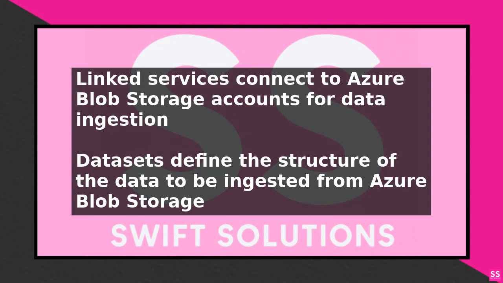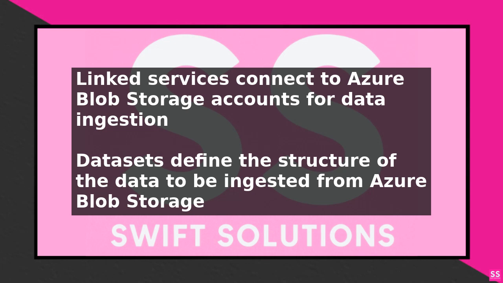Step 2. Create a dataset. After creating the linked service, you need to create a dataset that defines the structure of the data you want to ingest. You can create a dataset by navigating to the Author section in Azure Synapse and clicking on Datasets. Then select Azure Blob Storage and define the file format and structure of your data.